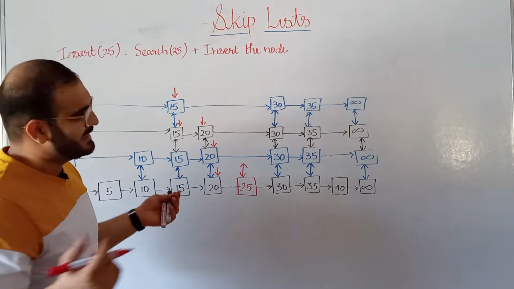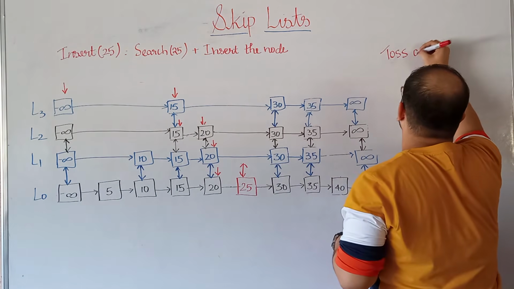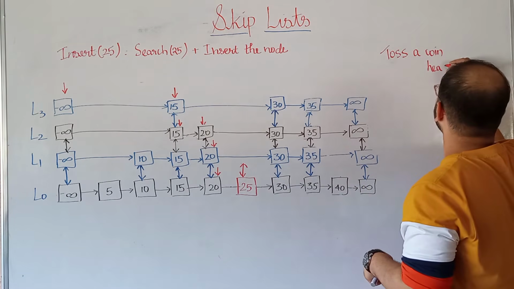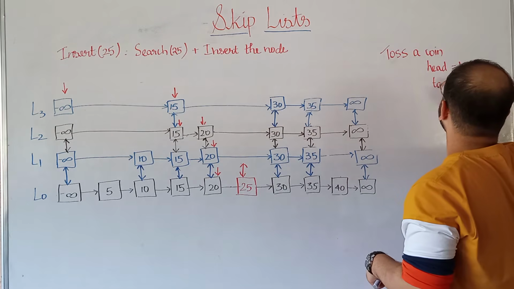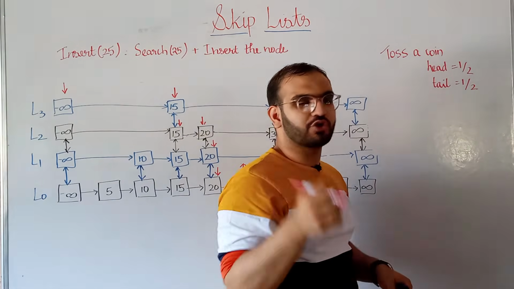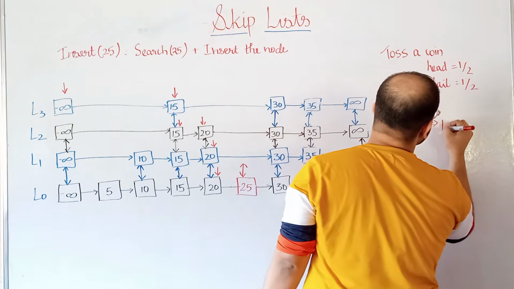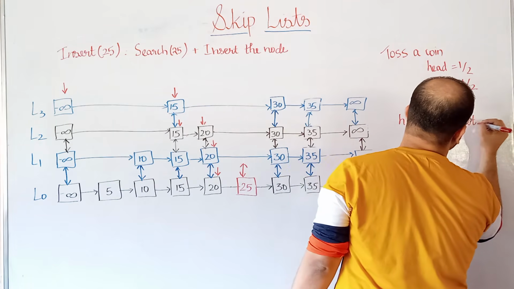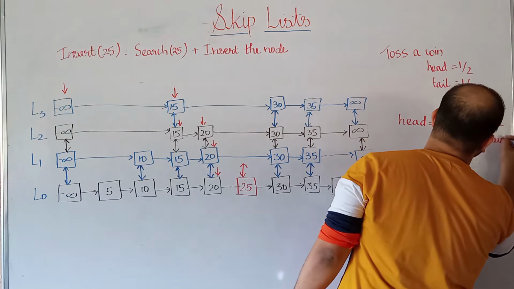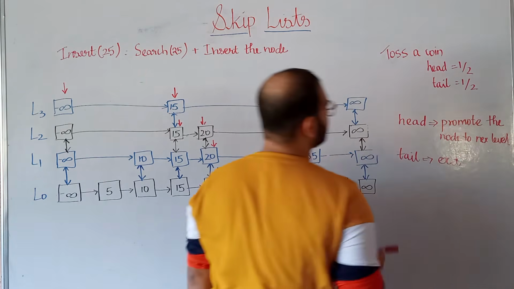So let us do one thing. Let us toss a coin. And of course it's a fair coin. In the case of a fair coin, you know that the probability of head is 1 by 2 and tail is also 1 by 2. When we toss a coin, if it comes out to be head, that means we will promote the node to the next level. And if it comes out to be tail, we will exit.